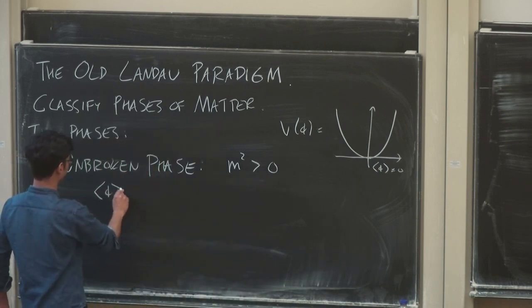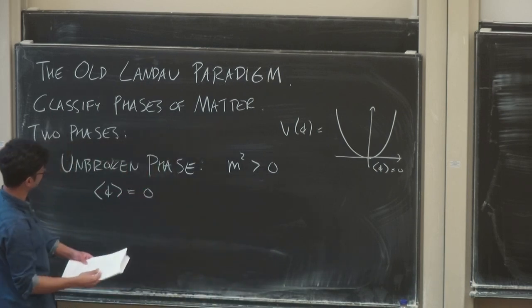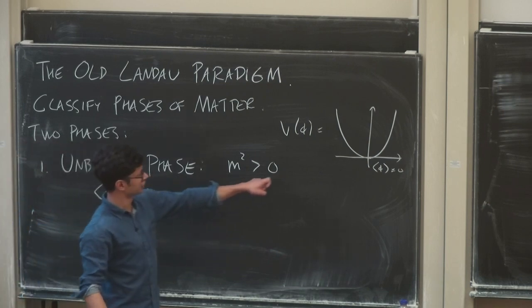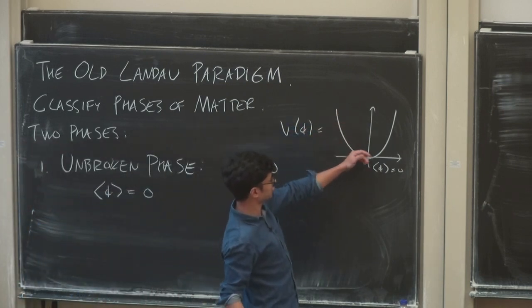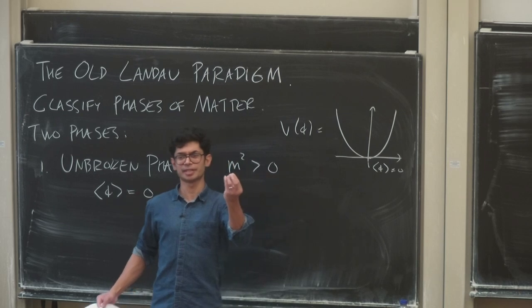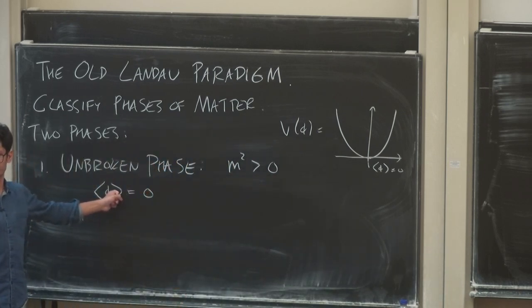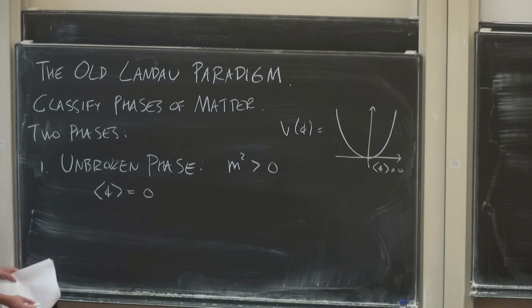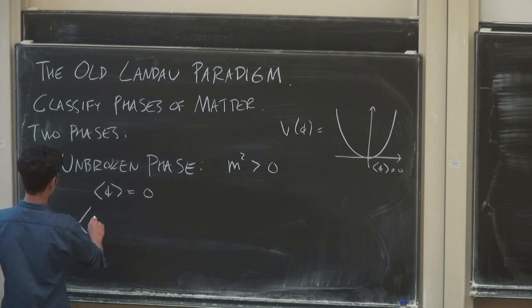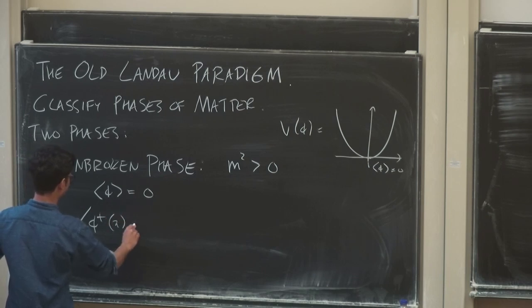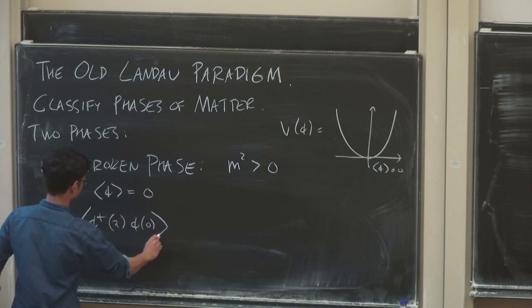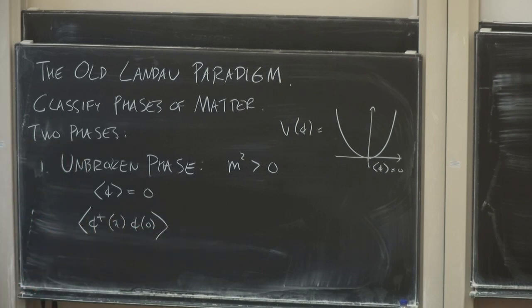There are various ways to see this. For example, the vev of phi is equal to 0, because the minimum of this potential is at 0. So phi is going to be sitting at 0 mostly. So the symmetry is unbroken; this is invariant under the symmetry. I want to point out another fact about the unbroken phase. Let's imagine calculating phi dagger phi in the unbroken phase.